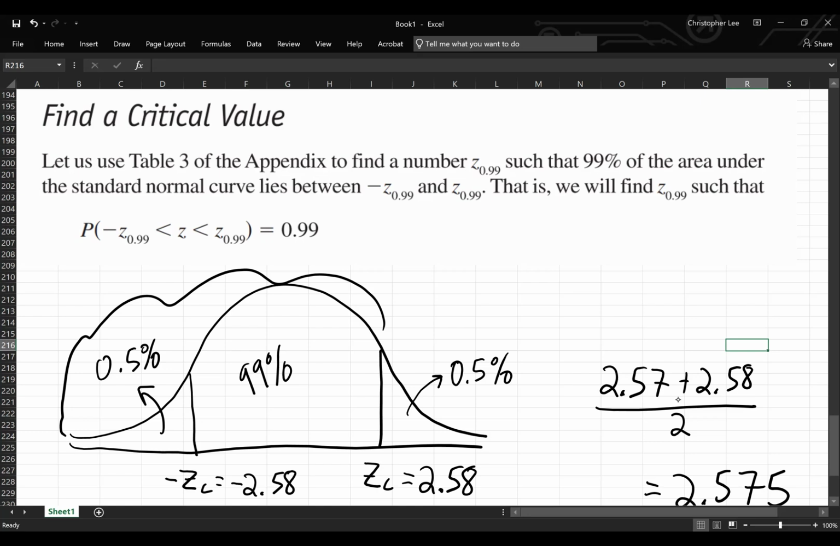Well, that's it. So this is how to find Z critical for any critical number that they give you. Anything. It could be 81, could be 67, right? This is how you find the critical value for that.